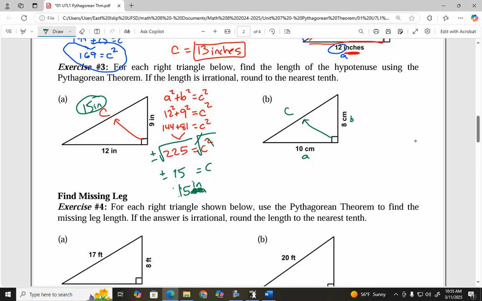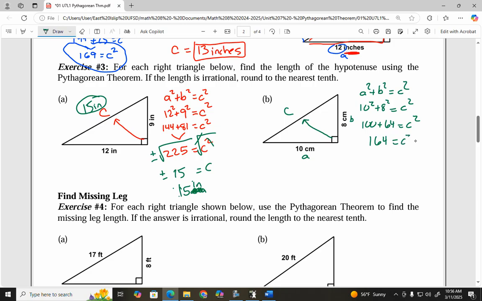So on letter B, I know that this could be A, this could be B, across from the right angle has to be C. I write the Pythagorean theorem, A squared plus B squared equals C squared. So I'll write 10 squared plus 8 squared equals C squared. 100 plus 64 equals C squared.